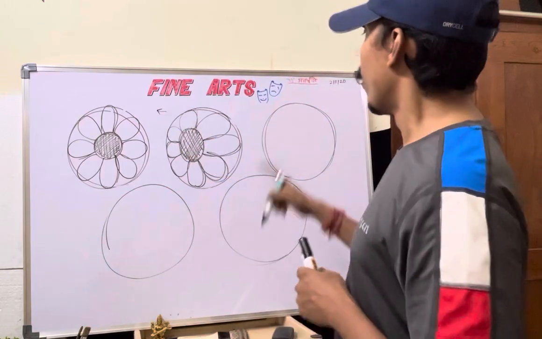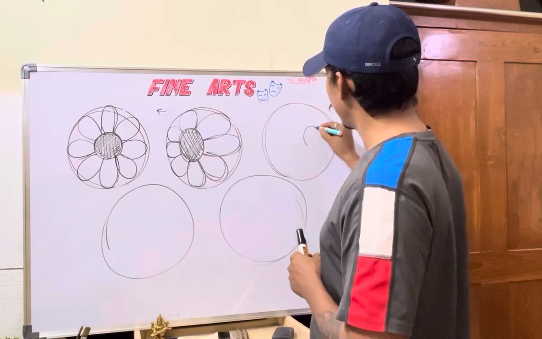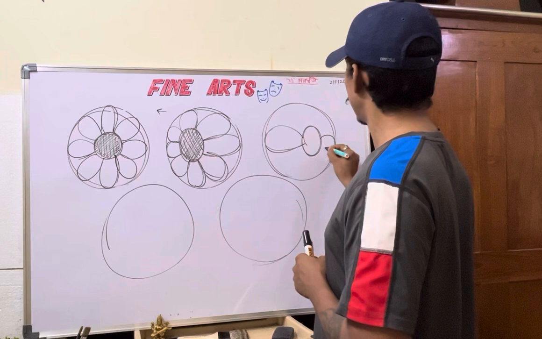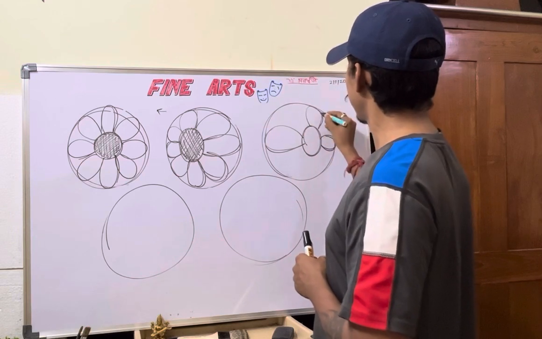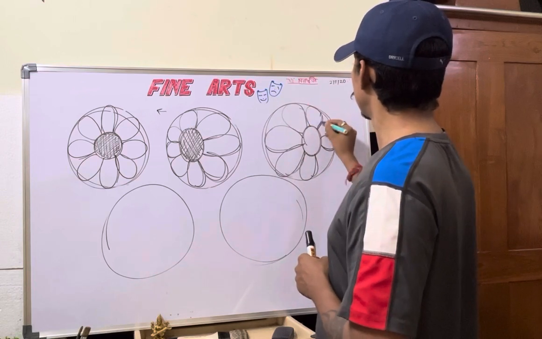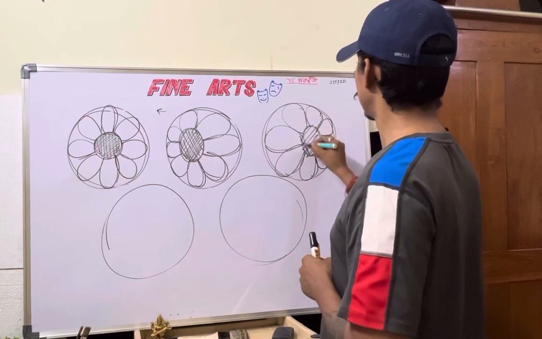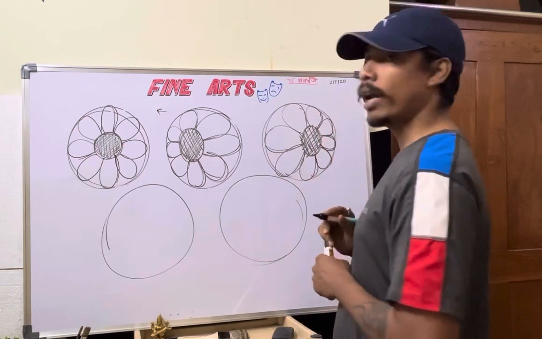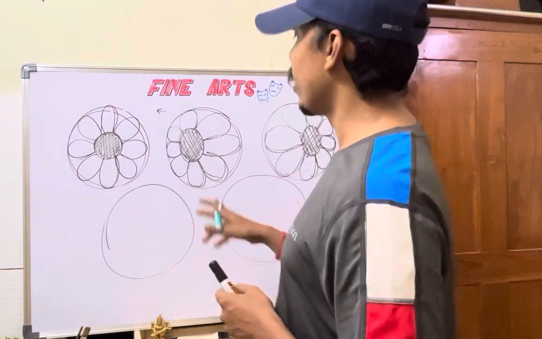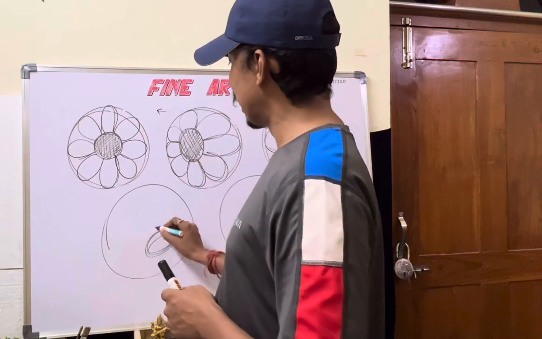So once again, if I do the inner circle here, the same thing will happen on the opposite side. Okay, so the same flower but a different angle. So if I want to make the face down, same thing.